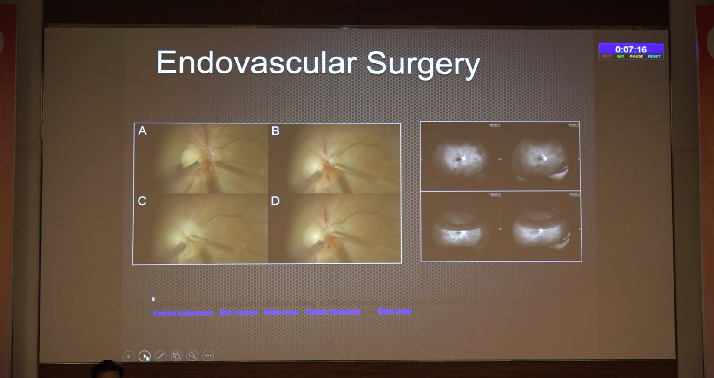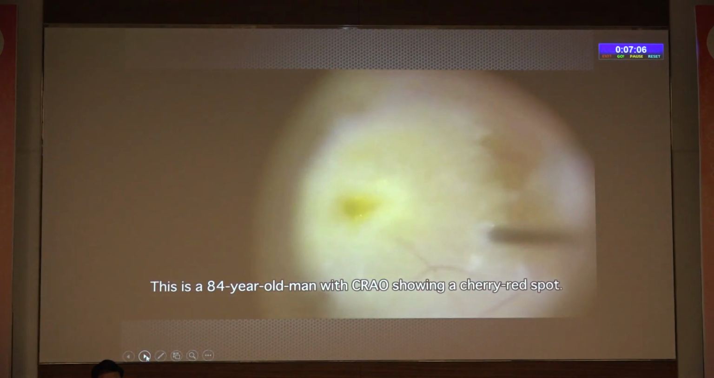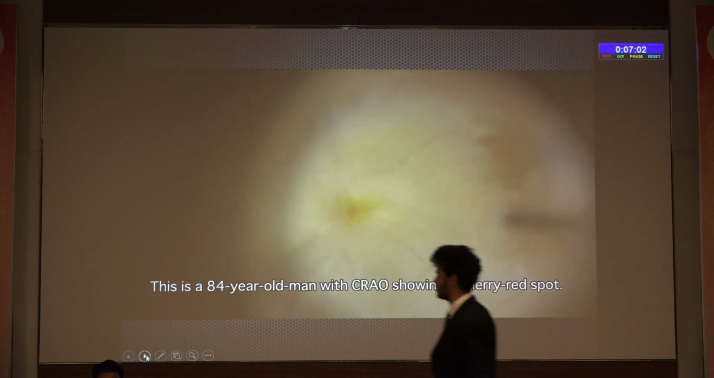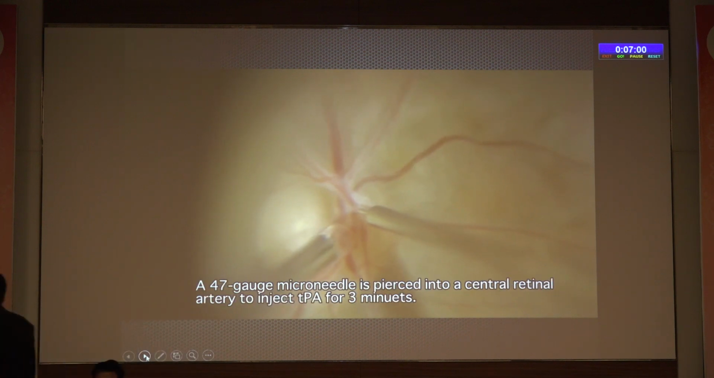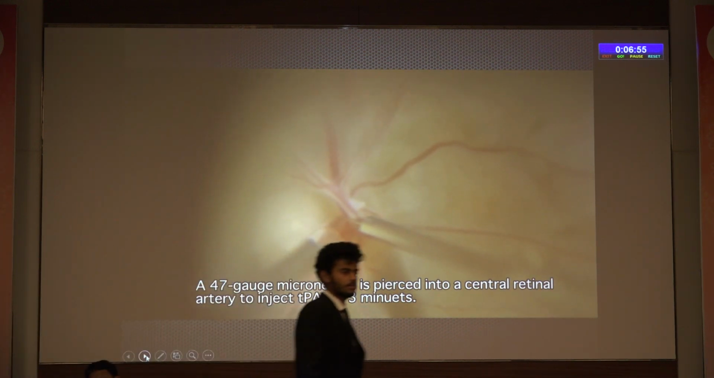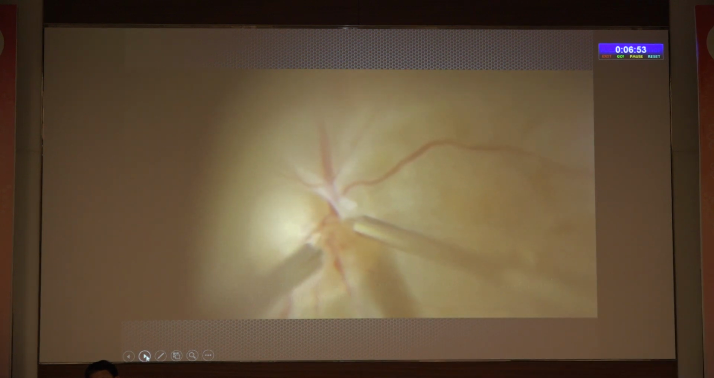And like Dr. Nada said, now we can also try endovascular surgery, which was tried by the Japanese co-workers. This is a case of CRAO where they took a very thin 41 gauge cannula, actually 47 gauge, sorry, and cannulated the CRAO and pierced it, and they injected TPA for 3 minutes.